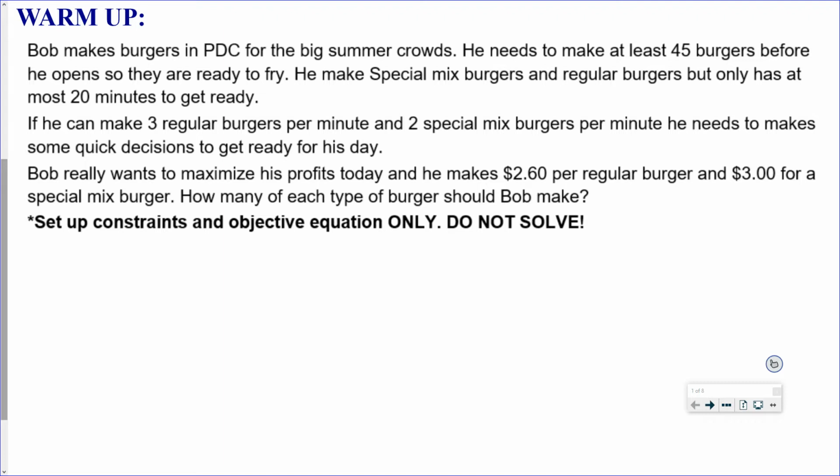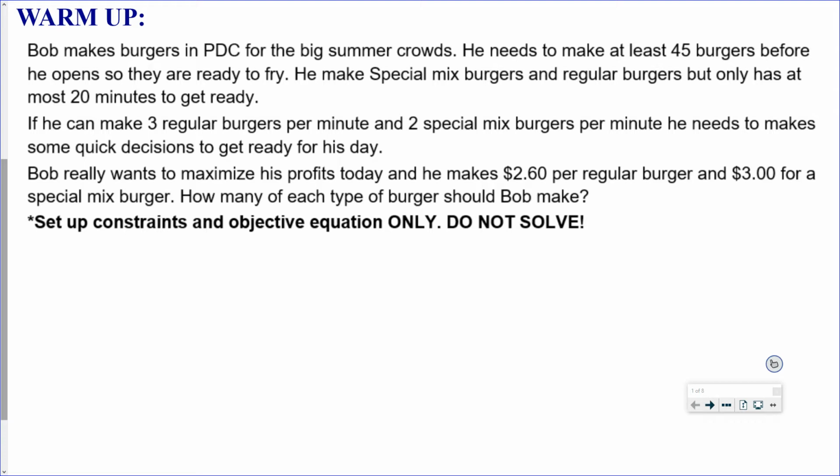All right, I'm going to start reading through this one. There's a lot going on here. So Bob makes burgers in Prairie du Chien for the big summer crowds. He needs to make at least 45 burgers before he opens so that they are ready to fry. He makes special mixed burgers and regular burgers, but only has at most 20 minutes to get ready. If he can make 3 regular burgers per minute and 2 special mixed burgers per minute, he needs to make some quick decisions to get ready for his day.